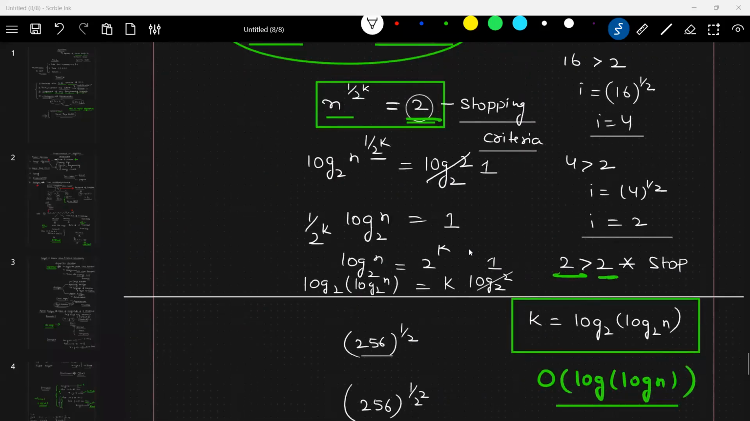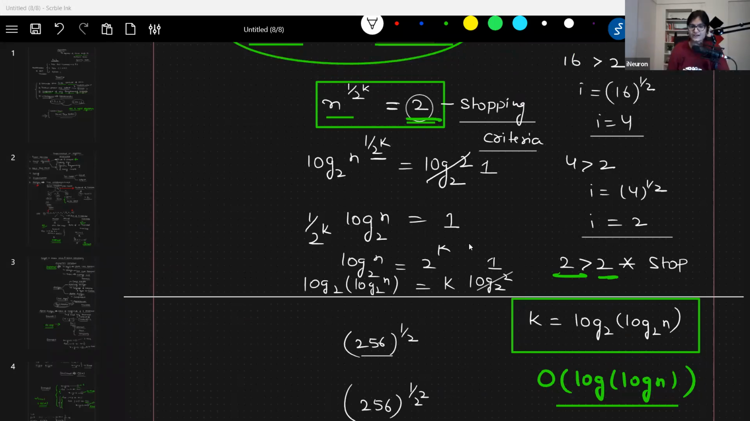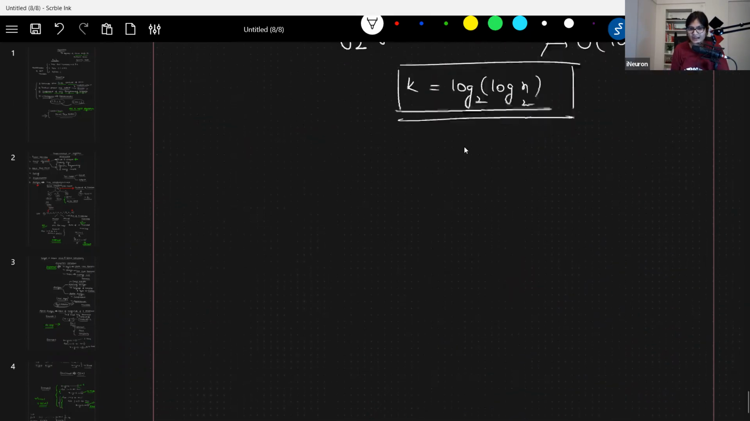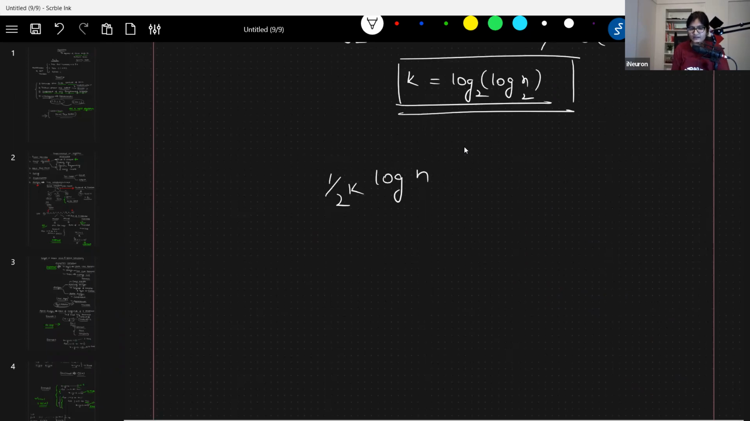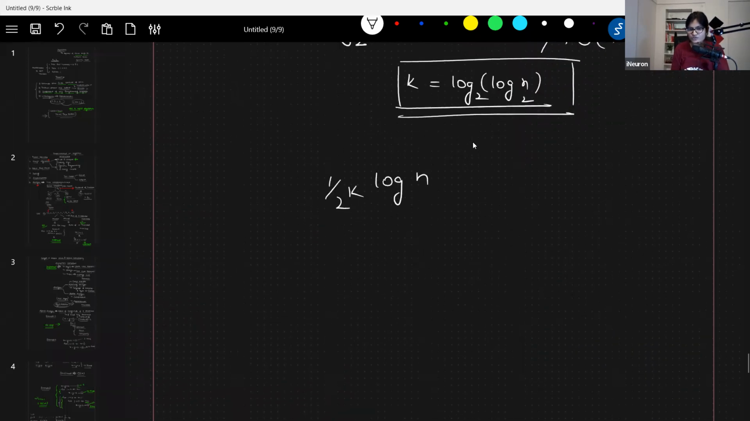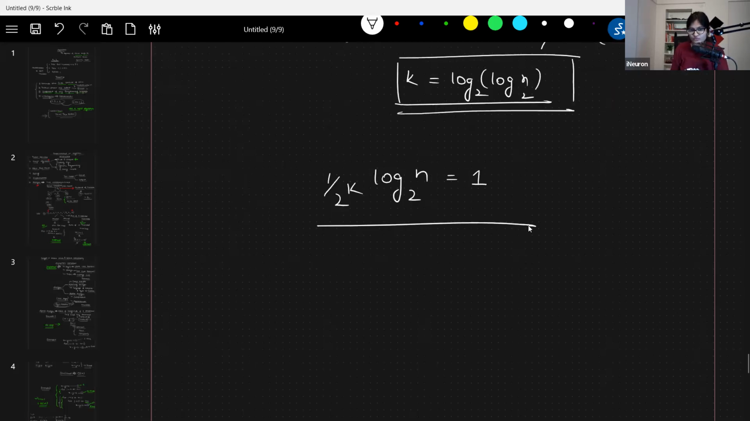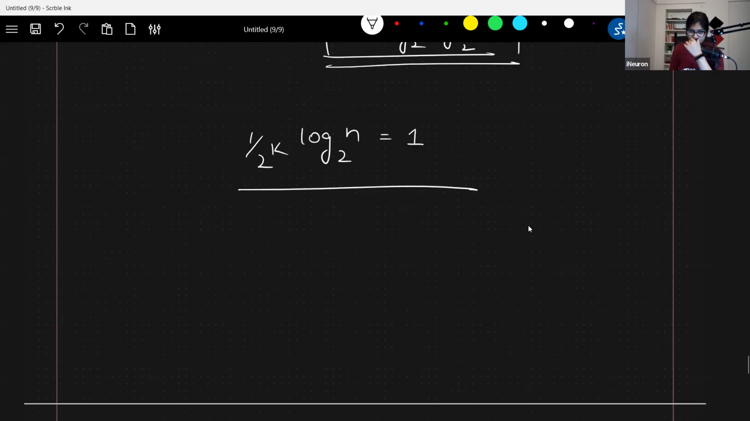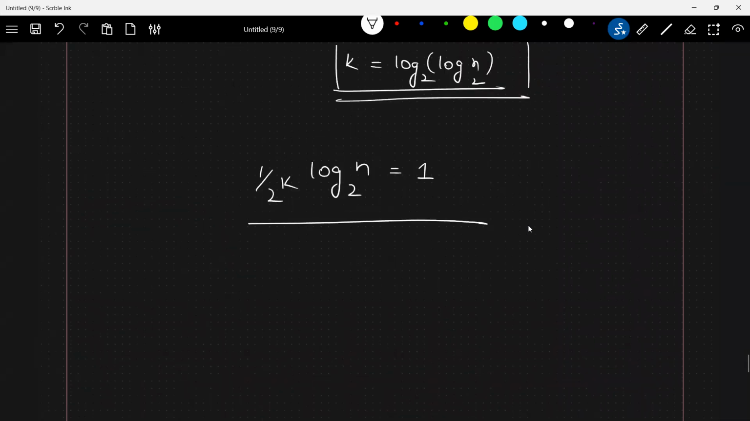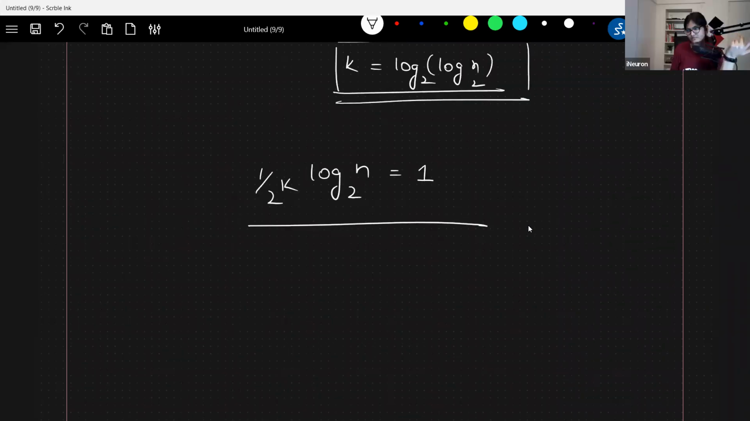Okay, and the second question is about the third step, which is 1 by 2 to the power k, log n base 2 is equal to 1. Then how are you deciding to take 2 to the power k on the right side? How will you calculate the value of k? Don't go with my steps. The question is that you need to calculate the value of k here. So you have this mathematical equation, 1 by 2 to the power k, log of n base 2, which equals 1. I'm giving you this equation and asking you to calculate the value of k. How will you do it? You tell me. Okay, so we need to take something which is equal on both sides and then move forward. Yes, that's the only way.